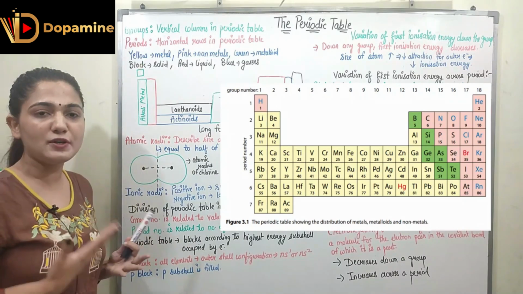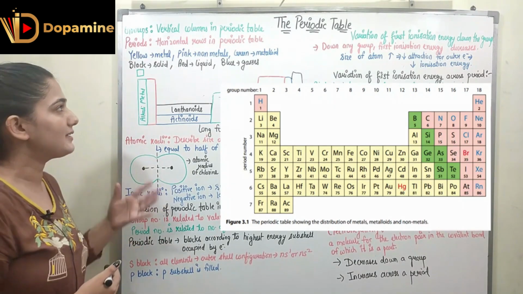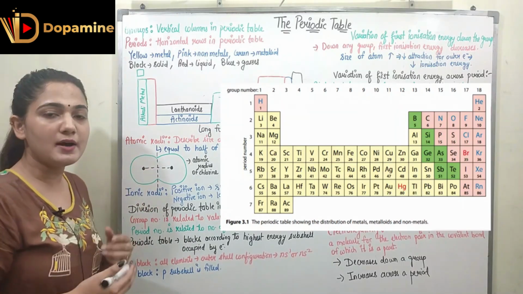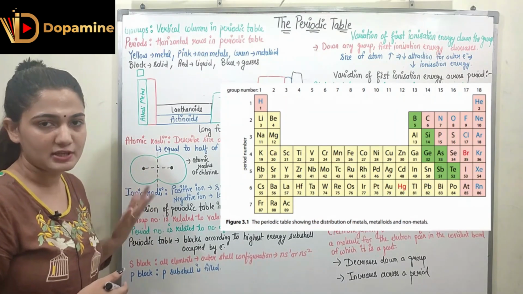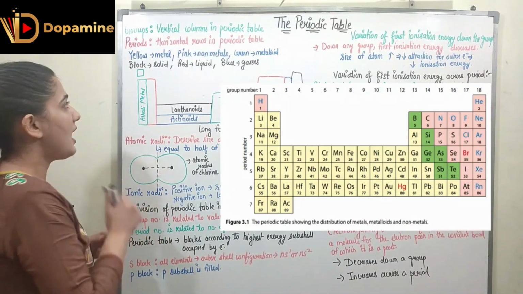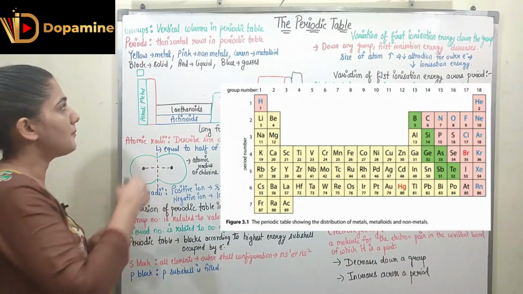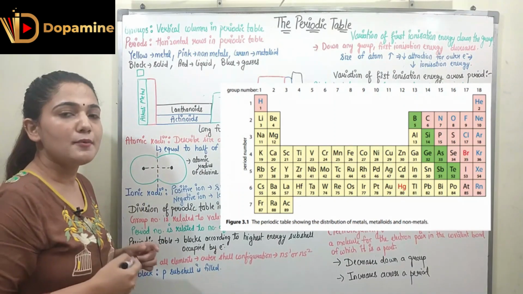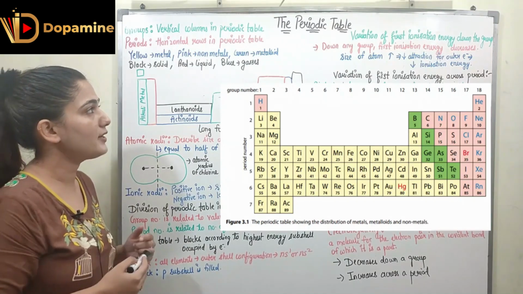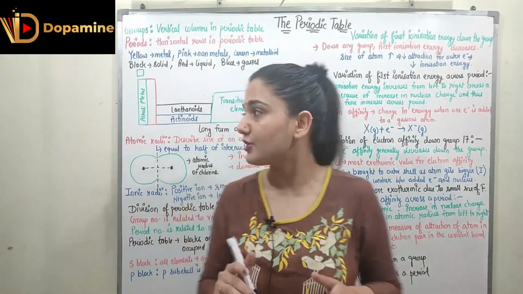Now here in the periodic table you can see some yellow boxes which represent metals, the pink boxes represent non-metals, and the green boxes represent the metalloids, which have properties in between metals and non-metals. After that, the atoms represented in black are solids, those in red are liquids, and those in blue are gases. So this is how we have the periodic table.